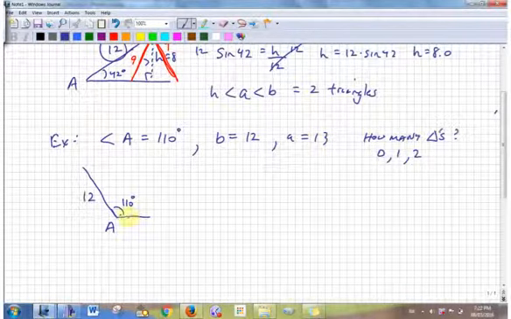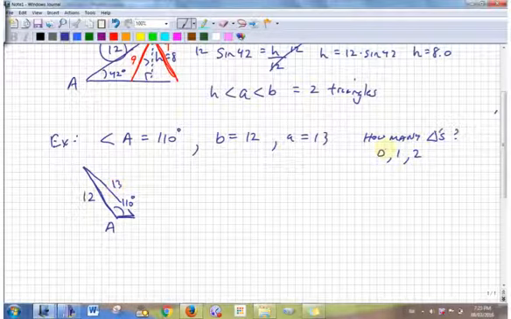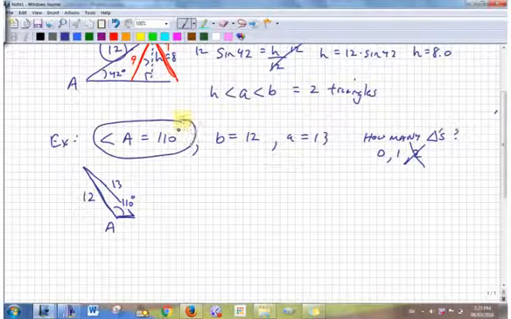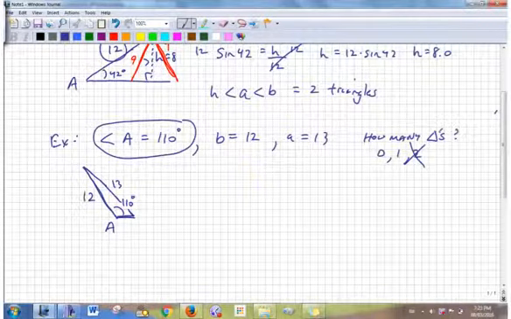Well, again, this has to join here and here, this length, and visually, I guess we could assume, because it's longer than that, that would be the only possibility. So there's no way to get 2 triangles if it's an obtuse angle. Okay? So in this case, there's only one possibility.